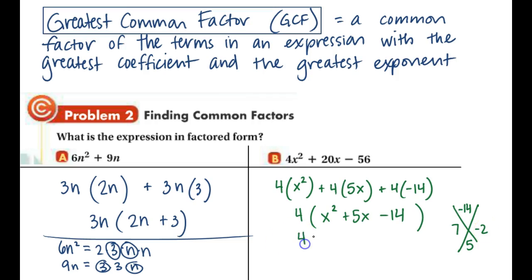So drop down the GCF. The GCF just stays in front the whole time. And then now let's take our numbers that we just found in the x method, x plus 7 times x minus 2. And that would be the factored form of the original quadratic.